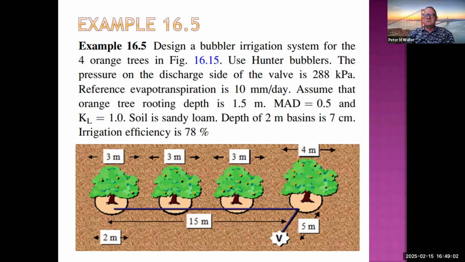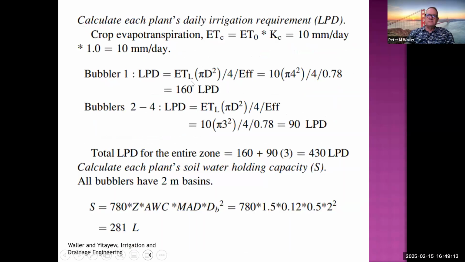And although the text goes through the screw adjustments for the emitters to get the precise flow rate, in this online example, we are just going to use the flow rates and not show how the emitters are adjusted. So the maximum flow rate, or the maximum ET, is for the larger plant, which is 4 meters. And so again, I divided by the efficiency, it's 160 liters per day. That's the 4 meter plant. And then for the 3 meter plants, 3 meter canopy, it's 90 liters per day.